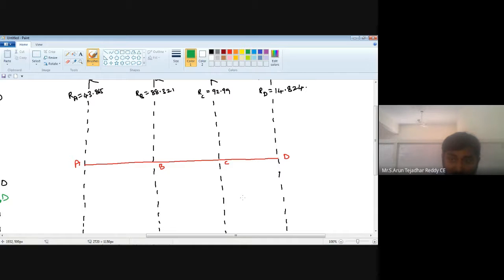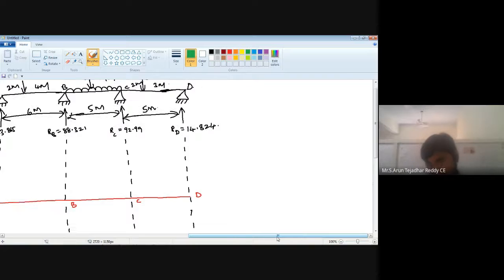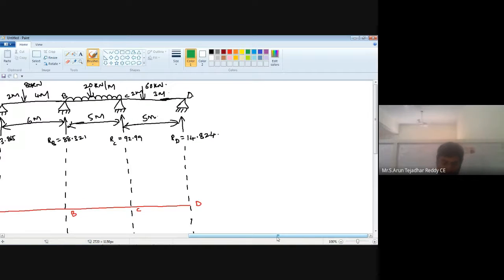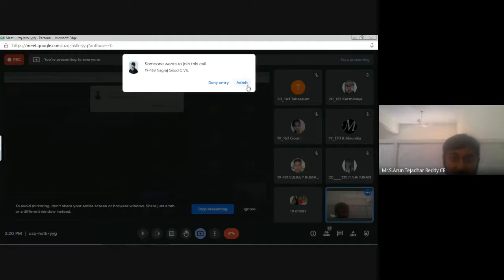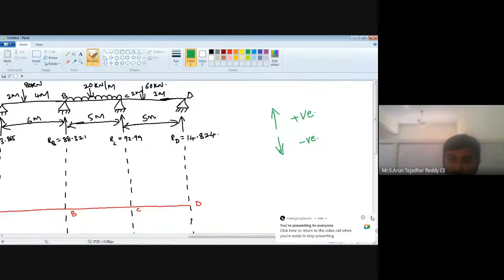How to draw the shear force diagram. See, first of all, before that, you need to understand the sign convention. Upward force take positive, downward force take negative. That's it. Upward force take positive, and the downward force take negative. Just remember these two concepts. Then it is very easy.